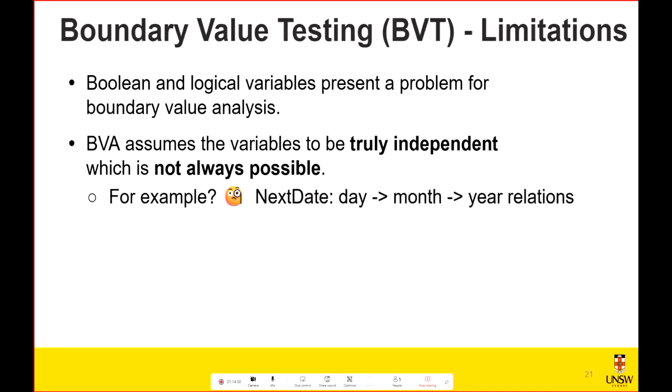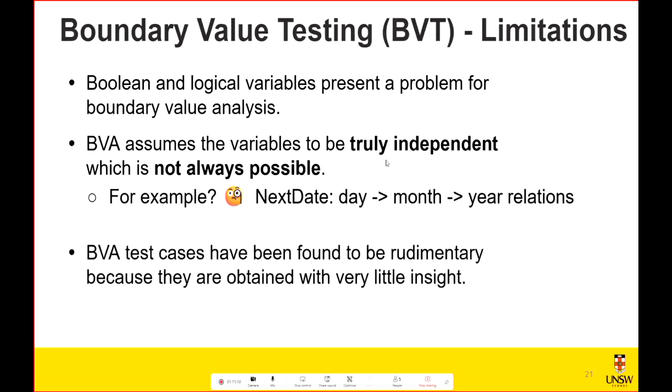For example, the next date example. The number of days is determined by the month, and it's also determined by whether the year is a leap year or not. So it's not always the case that each variable is truly independent of each other.